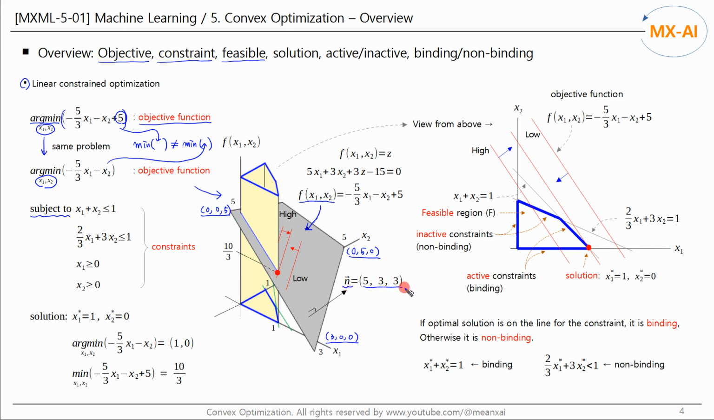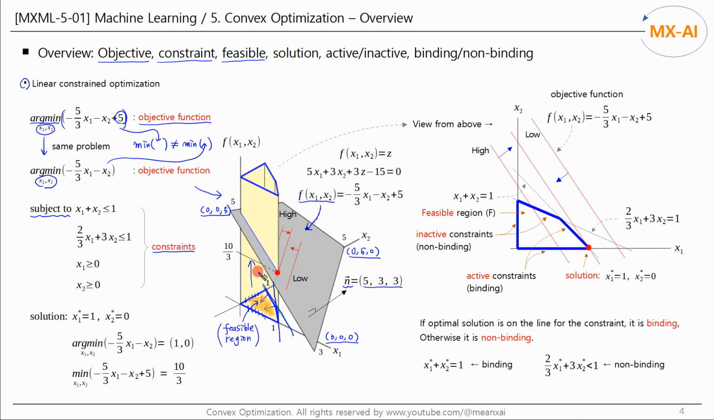Now let's draw the equations of the constraints one by one. The first constraint is the area to the left of this straight line. And the second constraint is the area to the left of this straight line. The third and fourth constraints are this area and this area. This is the region that satisfies all these conditions. This is called the feasible region. Extending this feasible region along the f, x1, x2 axis results in a yellow square prism.